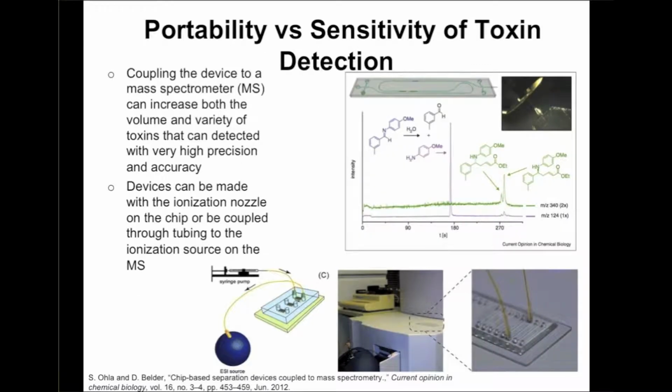Devices can also be coupled with another detector called a mass spectrometer. In the upper right, you can see the ionization nozzle is incorporated directly into the device. The lower figure shows how plumbing can be used if the mass spectrometer has its own ionization source. Using a mass spectrometer lowers the portability, but increases the sensitivity and variety of toxins that can be detected.